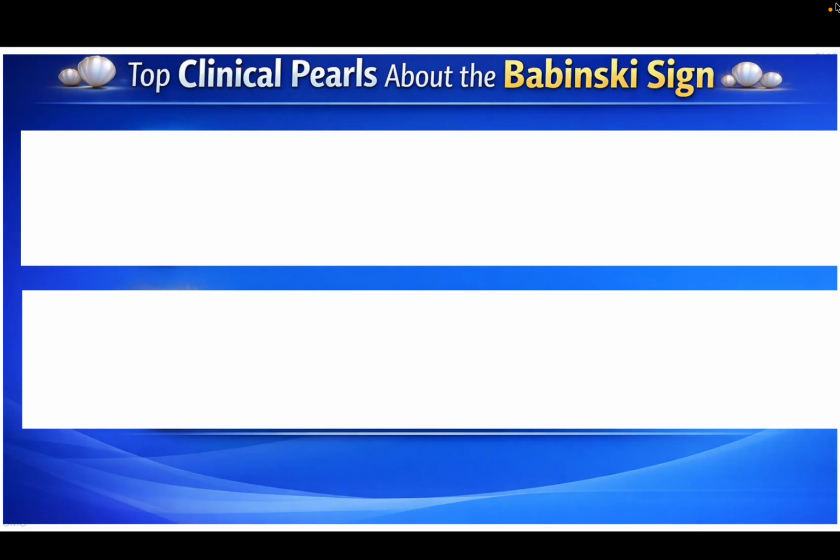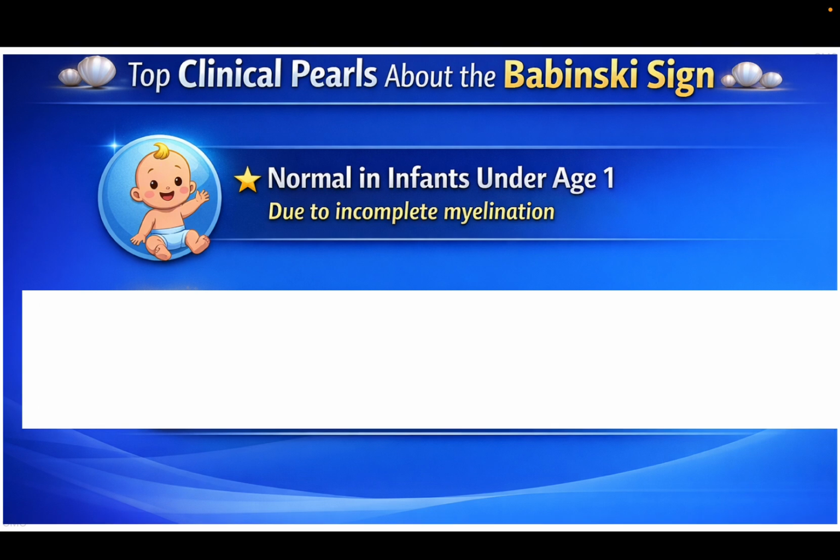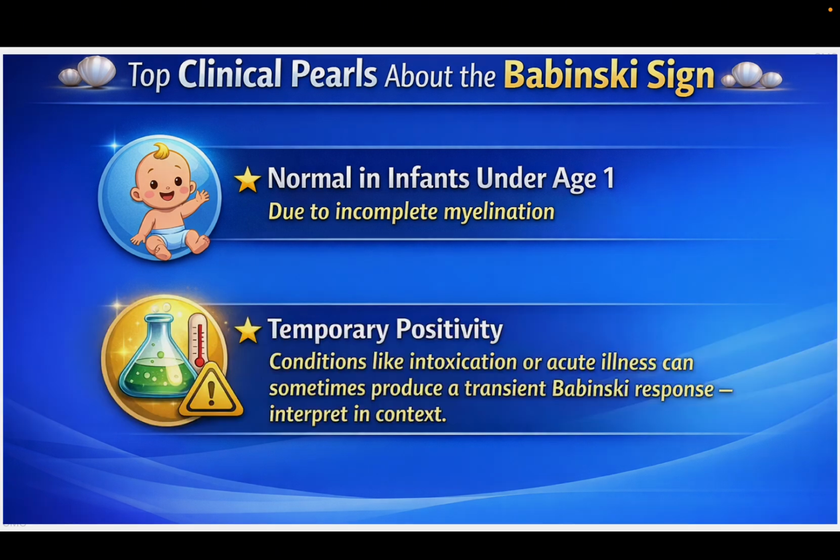Before we conclude this video, here are a couple of clinical pearls examiners absolutely love. Firstly, a positive Babinski sign is completely normal in infants under 1 year of age. Their corticospinal tracts aren't yet fully myelinated, so don't fall into that trap and call that a pathology. Secondly, Babinski sign can occasionally appear positive under temporary circumstances, such as during acute illness or intoxication. So always make sure to interpret this sign in a clinical context.